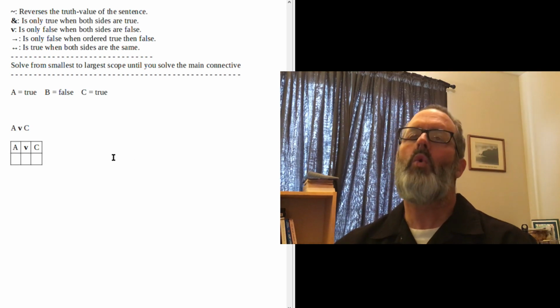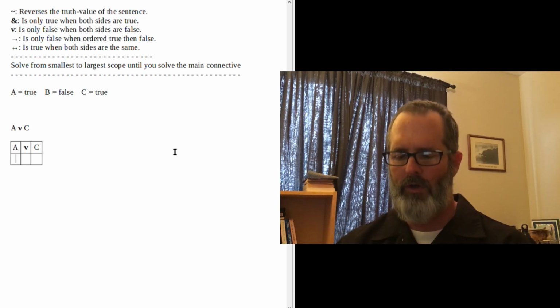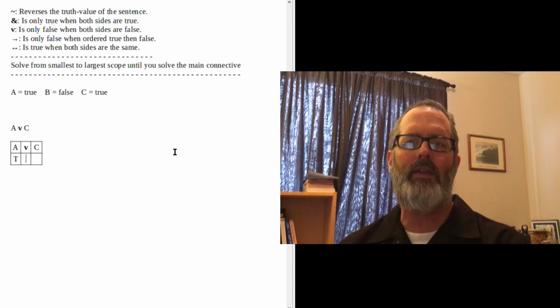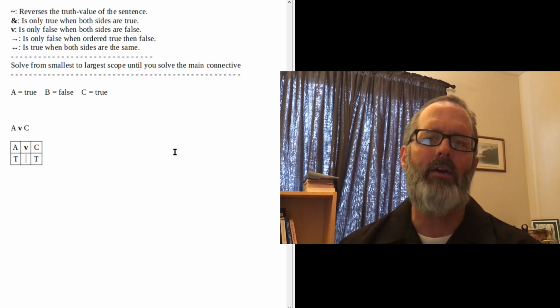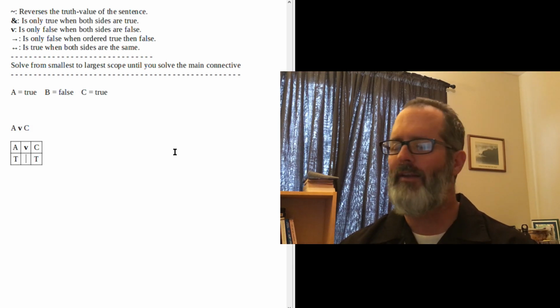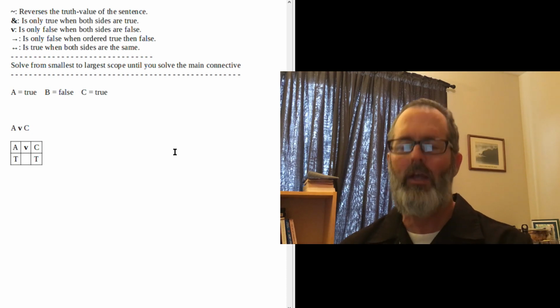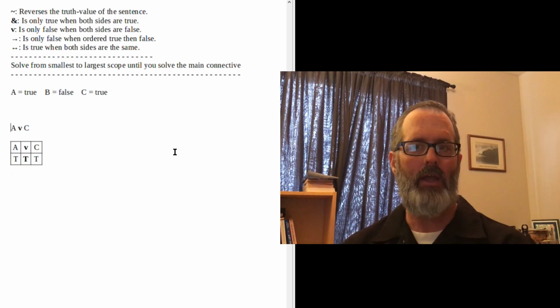So what do we do? We look above, and solve from smallest to largest scope until you solve the main connective. The smallest scope is always the basic sentence letters, so I fill in those values. What does the dictionary tell me? It tells me that A is true and C is true. So what do we have? We are now comparing these two sentences in terms of the or, the disjunction. What is our rule? An or is only false when both sides are false. This is a case where both sides are clearly not false, so this or is true. That is the final value, so I would circle it. I have solved the value of that sentence. Okay, let's look at the next one.